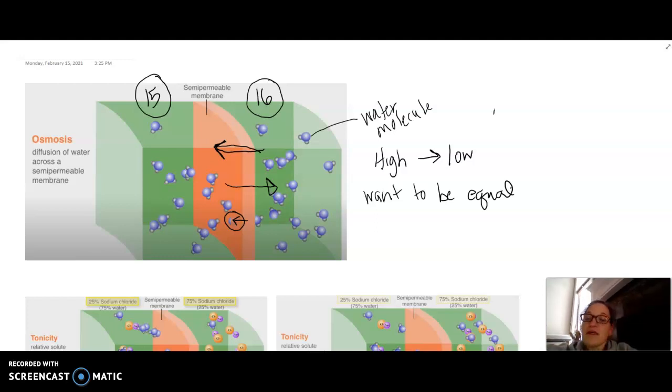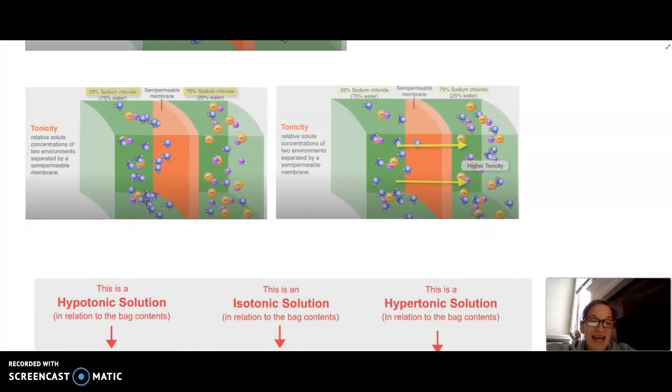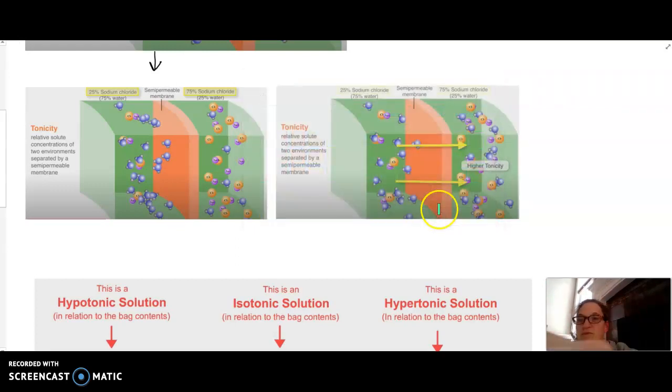Well, if we scroll down, now we're going to add a solute. So we're going to make a solution. Let's just look at this image first right here. If you take a look, you will see that there is 25%. So let me highlight this so it's a little bit easier for us to pull out. So there's 25% sodium chloride. That's salt. And over on the other side, there's 75%.